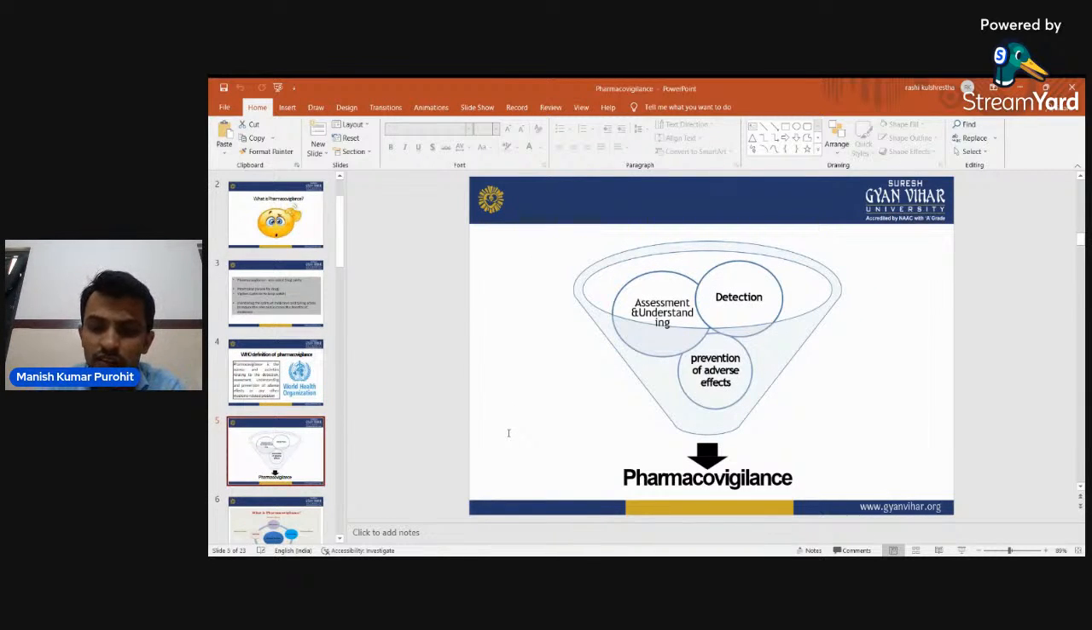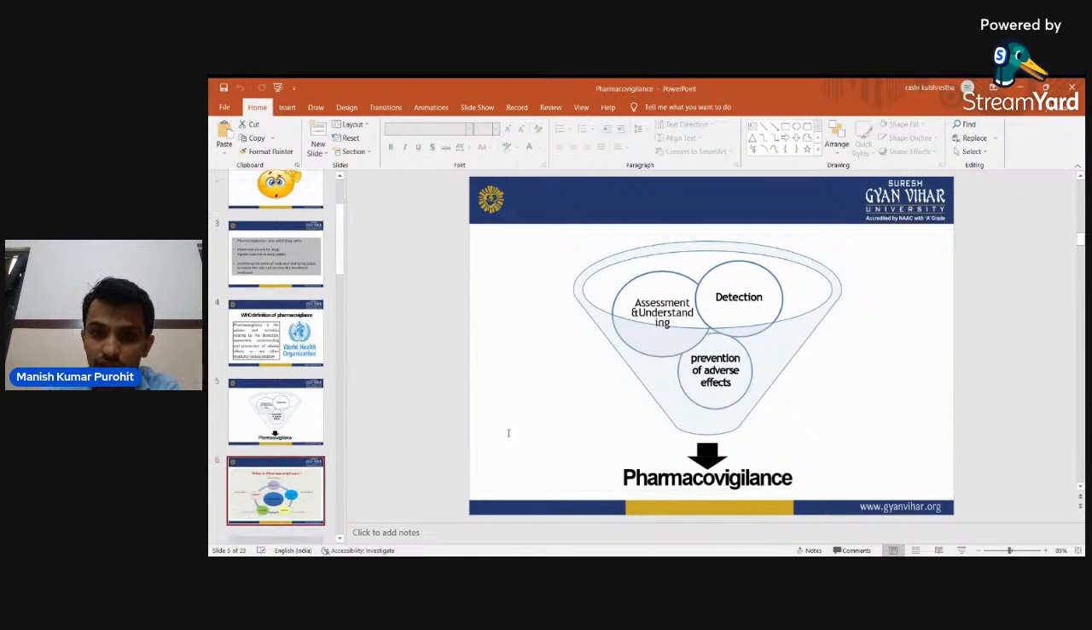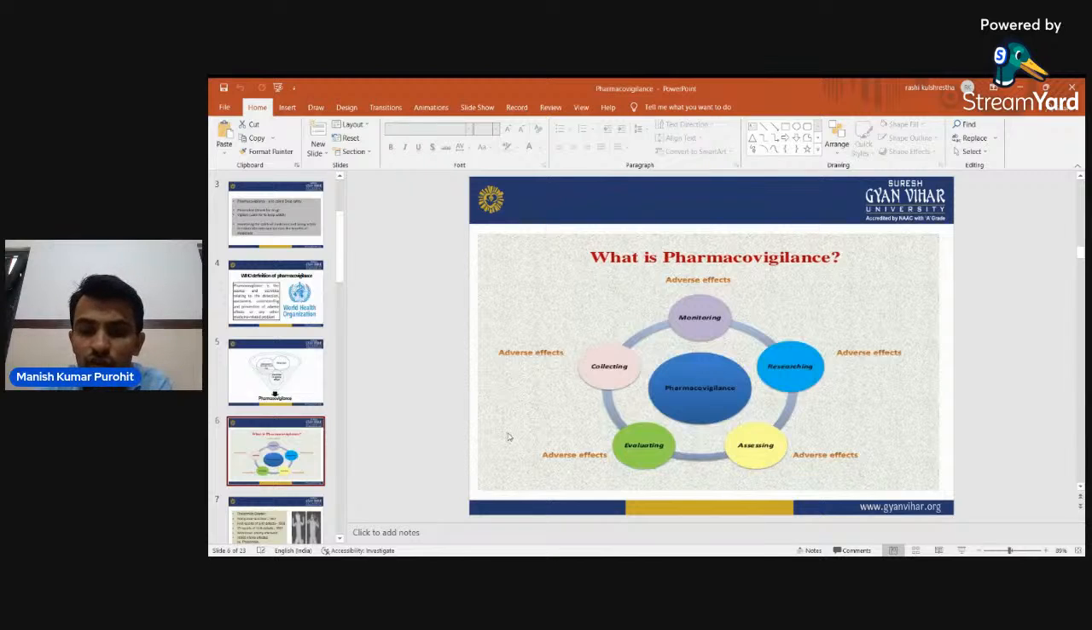I have assembled all the definitions in one image. In pharmacovigilance, we do assessment, understanding, detection, and prevention of adverse effects. So what does a pharmacovigilance person do? He monitors the adverse effect, collects the data of the adverse effect, then evaluates, assembles, and researches that data. This type of study is called pharmacovigilance. I hope you understood what pharmacovigilance is.